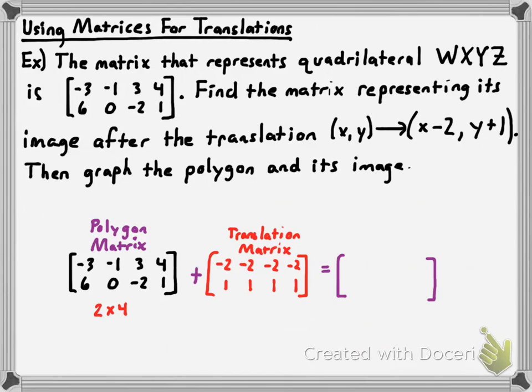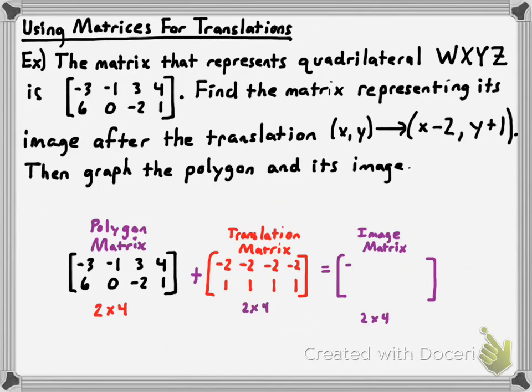Now the result of adding that pair of 2 by 4 matrices together is that we're going to get a 2 by 4 matrix. And that 2 by 4 matrix is going to be displaying the coordinates of the image of our quadrilateral after the translation. So we'll call that the image matrix.